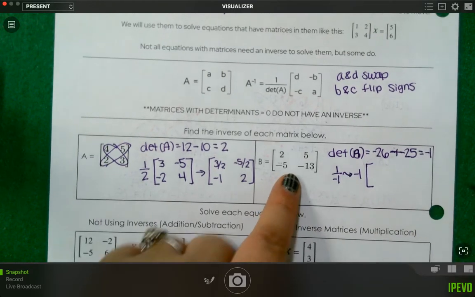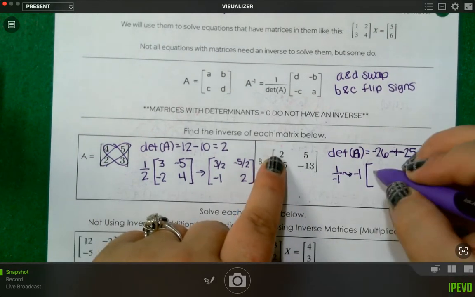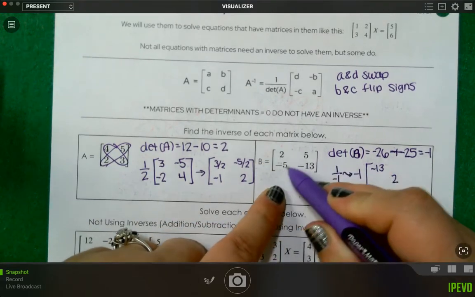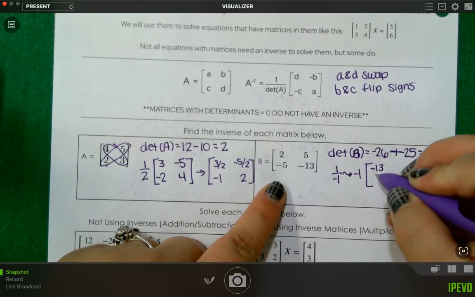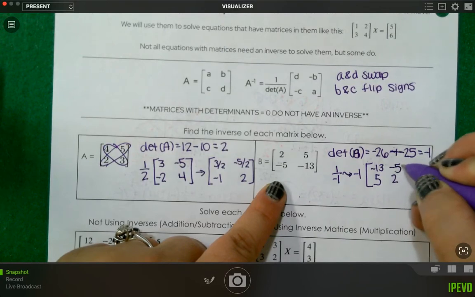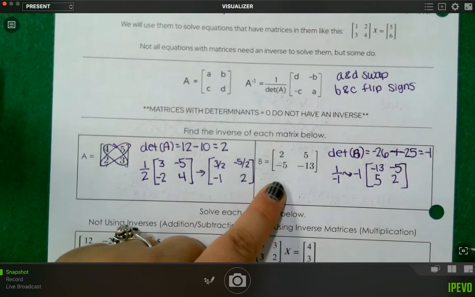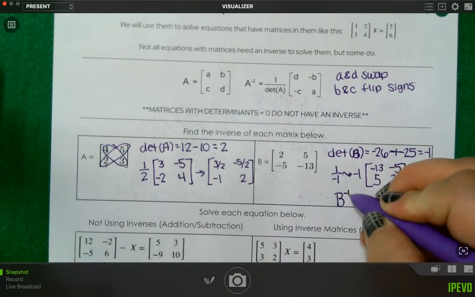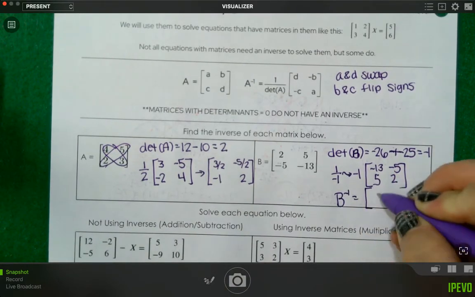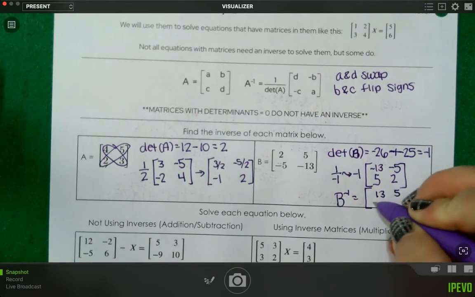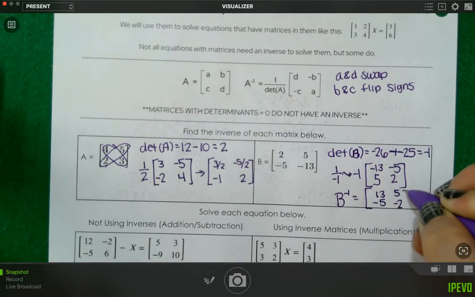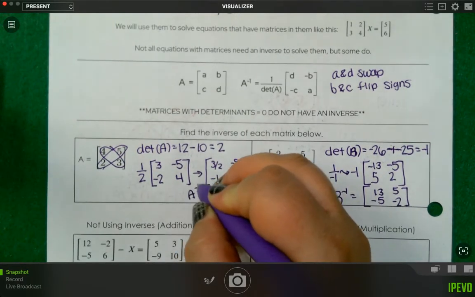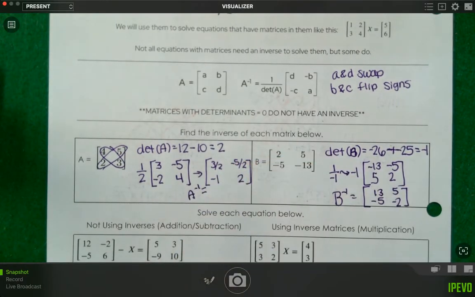And then the -13 and the 2 switch spots. And these two switch signs, which almost looks like they switch spots. And then we have to multiply all this by a negative. So our inverse, B inverse, ends up being 13, 5, -5, -2. Okay, and I'll go ahead and write that this was A inverse.